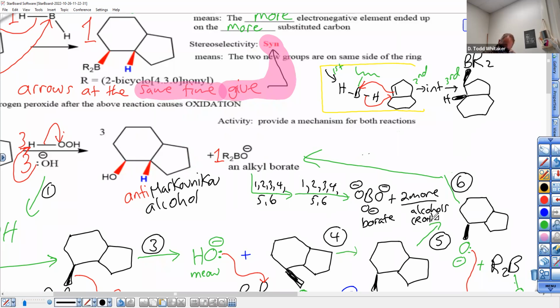And this is an aside. You don't need to do this on any of your activities ever. You never do the same mechanism over and over. Okay? So at the end, you get 3 alcohols. All anti-Markovnikov. All good stuff.